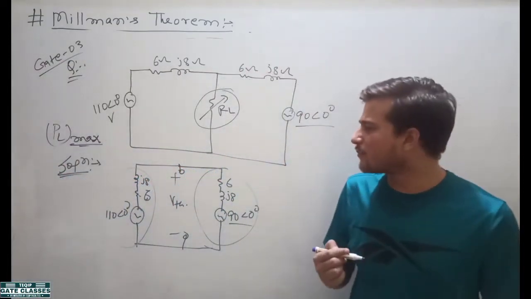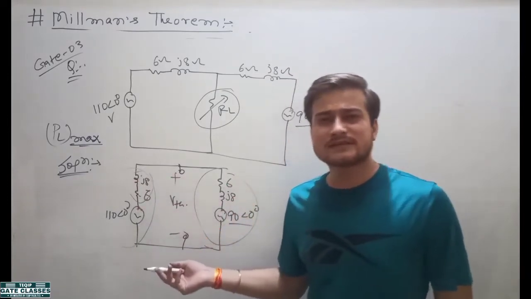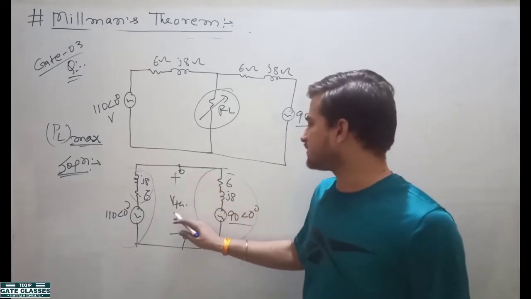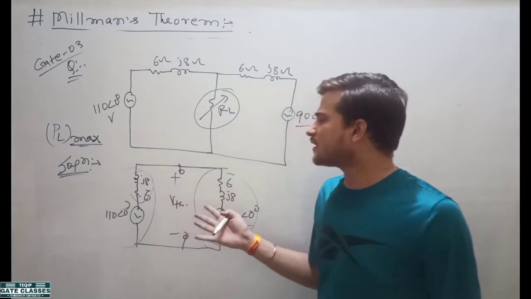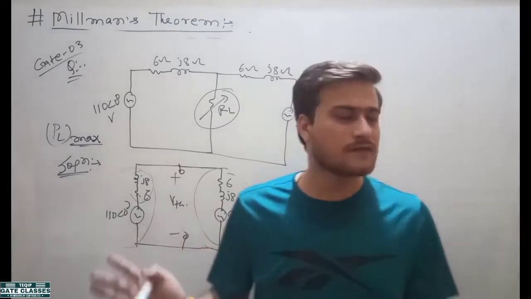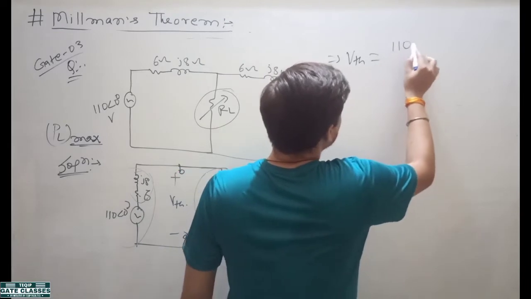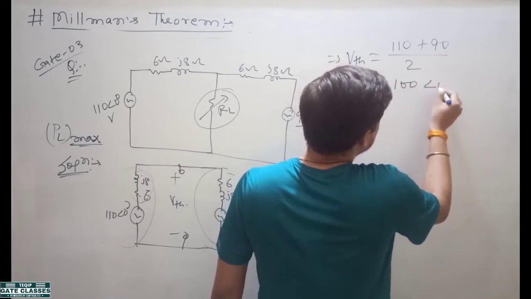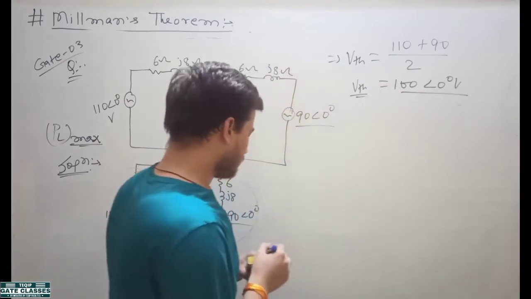Now when you apply Millman's theorem, you see that these two impedances are equal. If these two impedances are equal, then what will be the value of terminal voltage? What will be the value of VTH? VTH will be nothing but the average of these two voltages. So here we simply write VTH equal to (110 plus 90) divided by 2. It will be equal to 100 at the angle 0 degree volt.